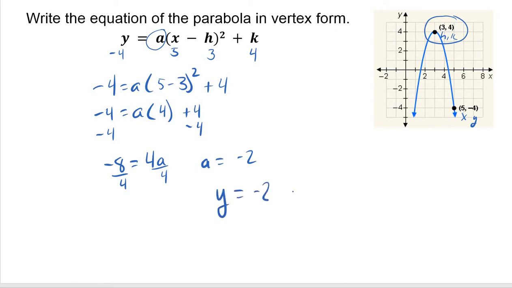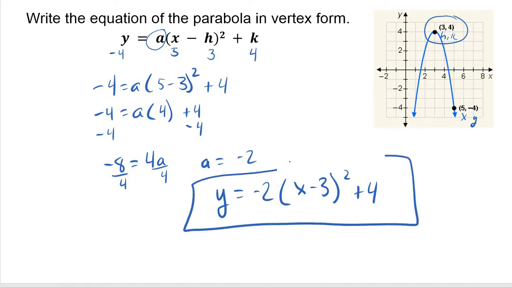So now we can write the equation. y equals negative 2, and that makes sense that it's negative because it's opening downward, right? So negative 2 times (x minus 3) squared plus 4. Again, where did that 3, 4 come from? h, k, I just substituted it right in. Hey, there's your equation, all right?